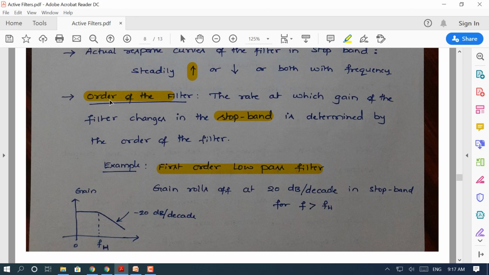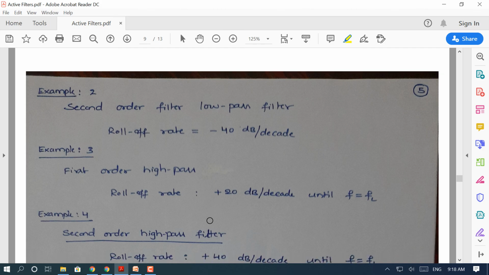This is the frequency response of the first order low pass filter. In the first order low pass filter, the gain decreases beyond FH. Gain should decrease for the practical filter. It decreases at the rate of 20 dB per decade, especially for the first order filter here. So we can say that the gain rolls off at the rate of 20 dB per decade in the stop band. For signals of frequency greater than FH, the gain decreases at the rate of 20 dB per decade. This is the first order filter.